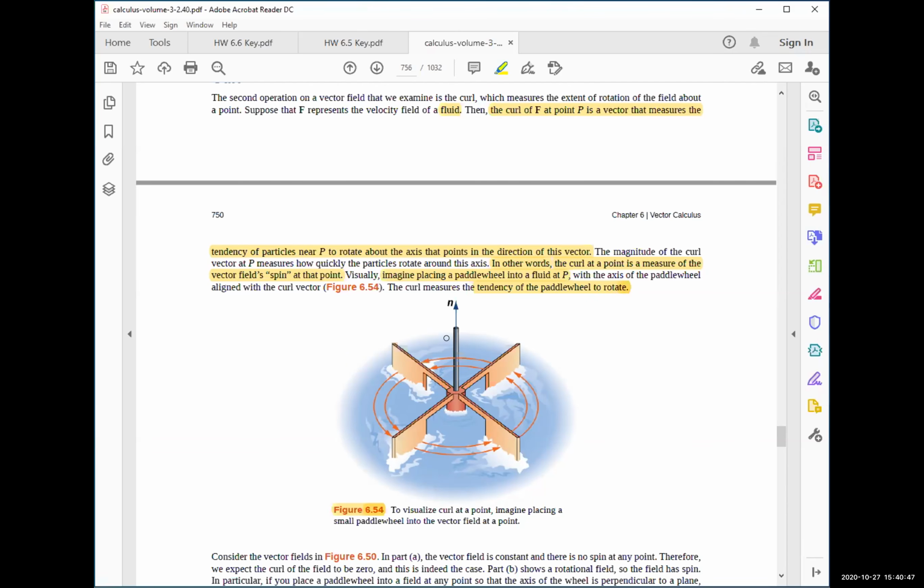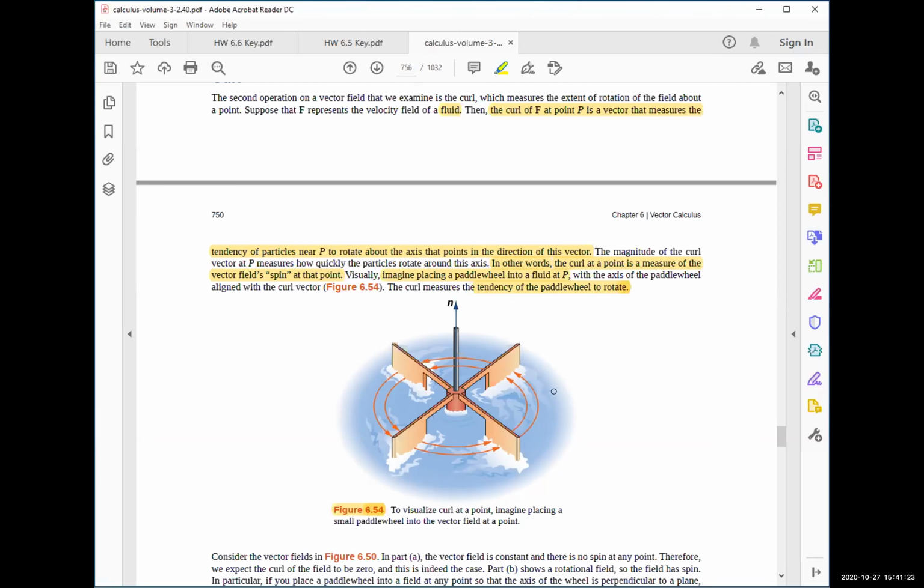And so the spin, or the tendency of the paddle wheel to rotate, is in the direction defined by this vector, which is the curl of f. The direction of the curl is the direction in which the rotation about that axis is the most prevalent. And then the actual tendency of this object or this fluid to go around the axis, that is the magnitude of this vector called the curl.